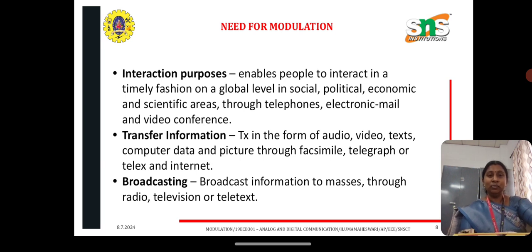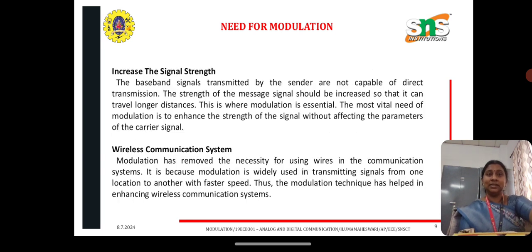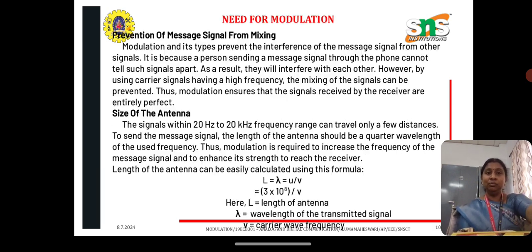In order to transfer information, we use a transmitter for audio, video, text, computer data, and pictures through facsimile, telegraph, telex, and over the internet. For broadcasting, the information is sent through radio, television, or teletext. Modulation also increases the signal strength, and it is used for wireless communication systems. It also prevents the message from mixing with other signals, and it is used to calculate the size of the antenna.